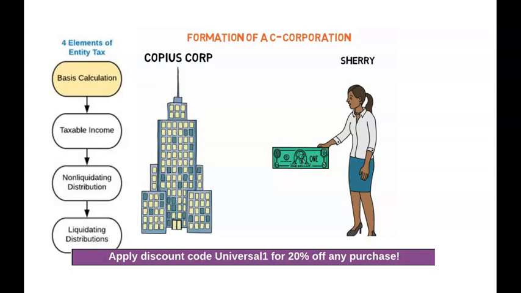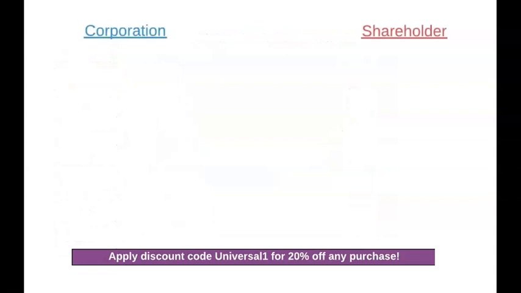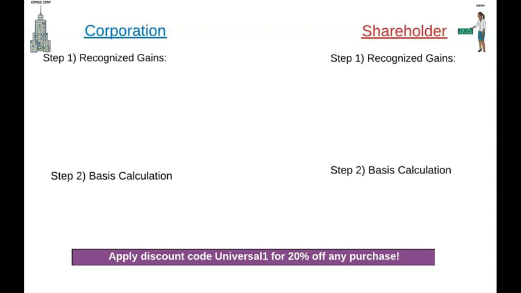So I want you guys to get out a piece of paper, and on it, I want you to write down corporation on one side and shareholder on the other. The reason we're doing this is because within the formation of a C corp, we are going to need to understand both the basis calculation and how any gains and losses will be recognized, if at all. And we're going to need to do this for both the corporation as well as the shareholder. These are going to be slightly different in terms of how they need to be calculated.